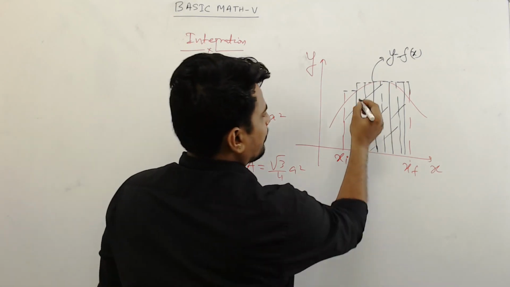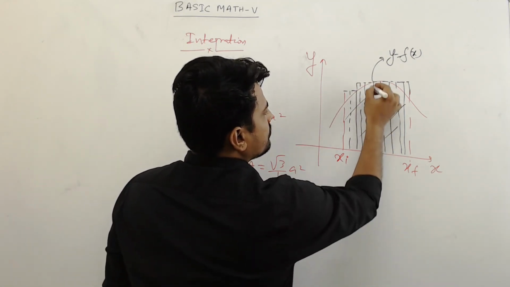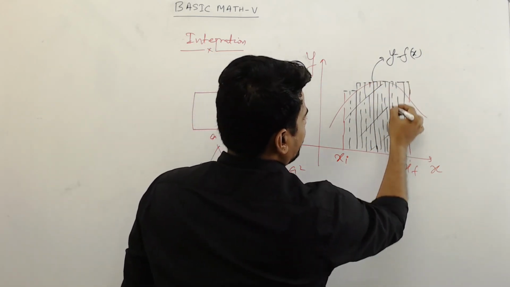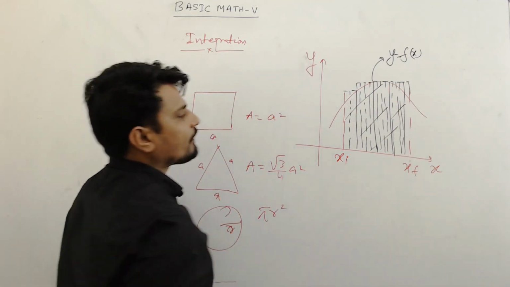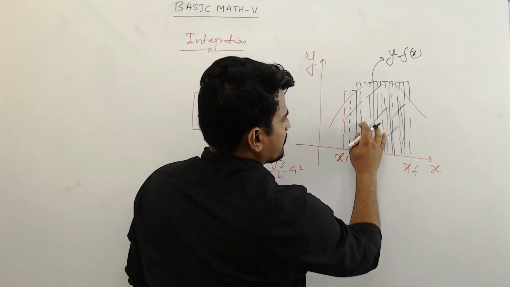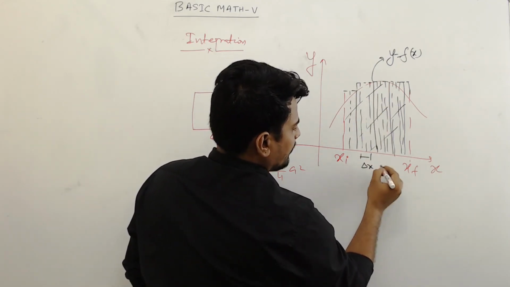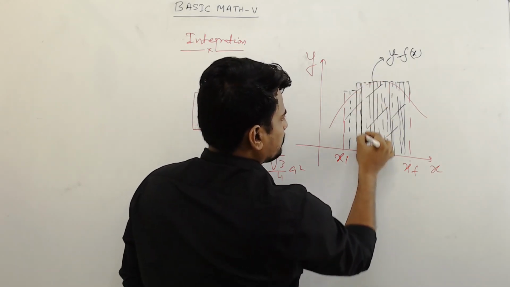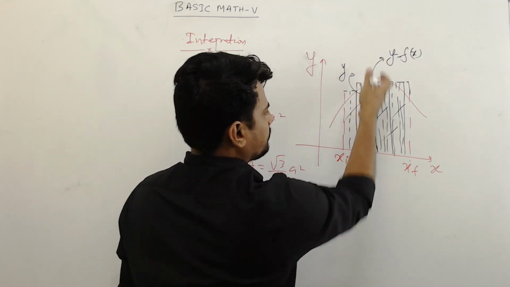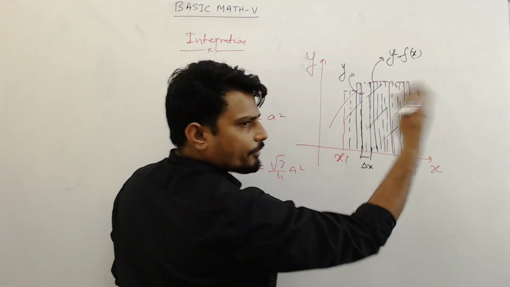So probably some other person who wanted to be more precise made some more strips, and of course, his answer is going to be better, closer to the actual answer. So what is happening over here? Let's say I remove this. If I choose this length as dx for these strips, and this length I choose as y, the height, and we have, let's suppose, n such strips.